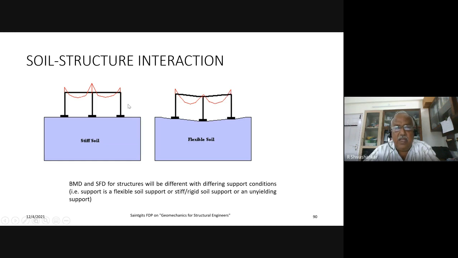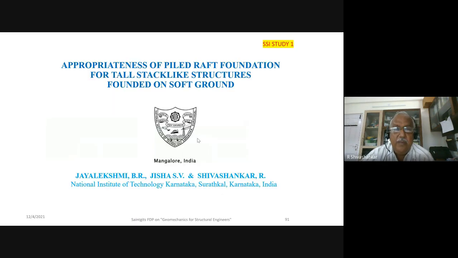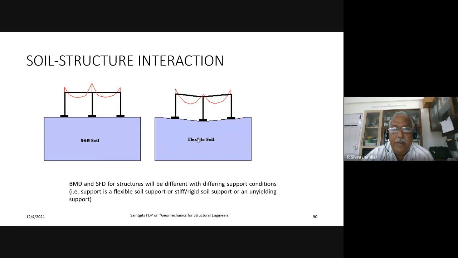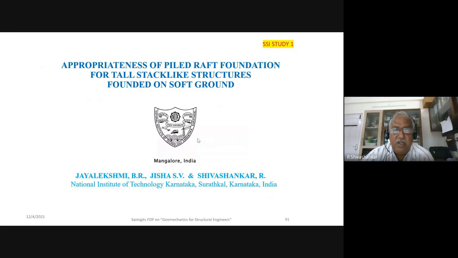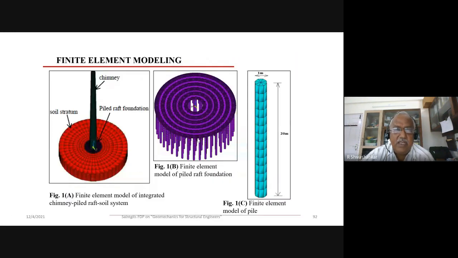I told you that in the structural design, we design the structure for the maximum bending moment and shear forces. So considering the flexibility of soil will give you altogether different bending moment and shear force diagrams. So I'd like to take two or three cases. One of the case studies we studied was a chimney pile raft soil system, right?